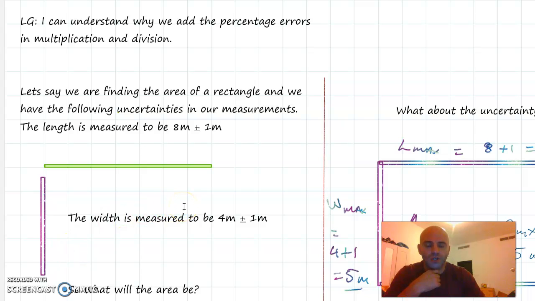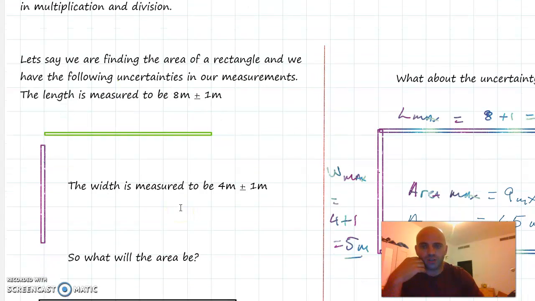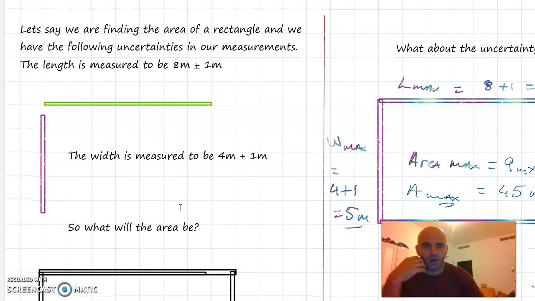Okay, so I said let me just make a short video on understanding why percentage errors are added in both multiplication and division. I'll come to the full rules later on, but I think it's important to understand why this happens. So, as a quick example, let's just say we're trying to find the area of a rectangle.